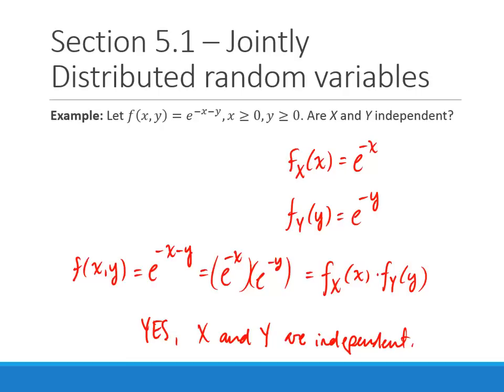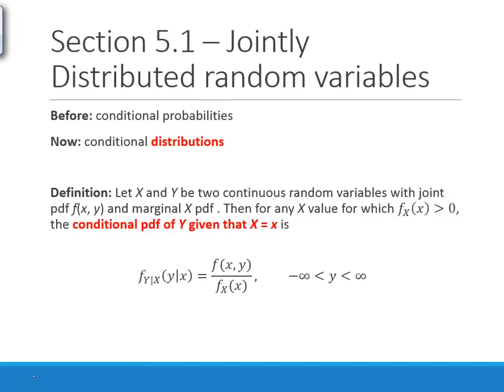And just to make a connection back to chapter 4, does anybody recognize this type of density function? And I know you've all been studying material that was not on the exam, right? So this is the PDF for an exponential random variable. So x is an exponential random variable with parameter 1. Just drawing a connection back to what we saw in chapter 4. Okay, so that's the idea of independence, and we can show it by seeing we can factor the joint distribution like this.